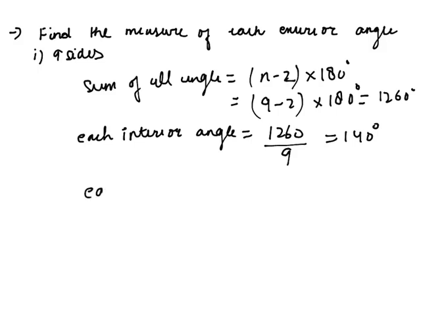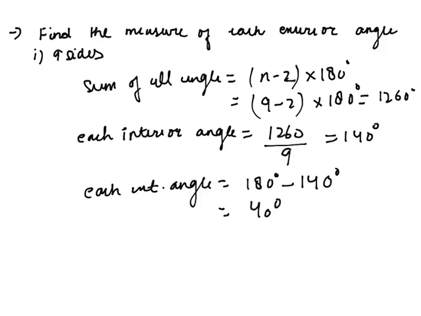So correspondingly each exterior angle will be equal to 180 minus 140, as the exterior angle will always form a straight line. So we can subtract 180 minus 140, that will give us 40 degrees. It means each exterior angle is equal to 40 degrees, and the measure of each interior angle is 140 degrees.